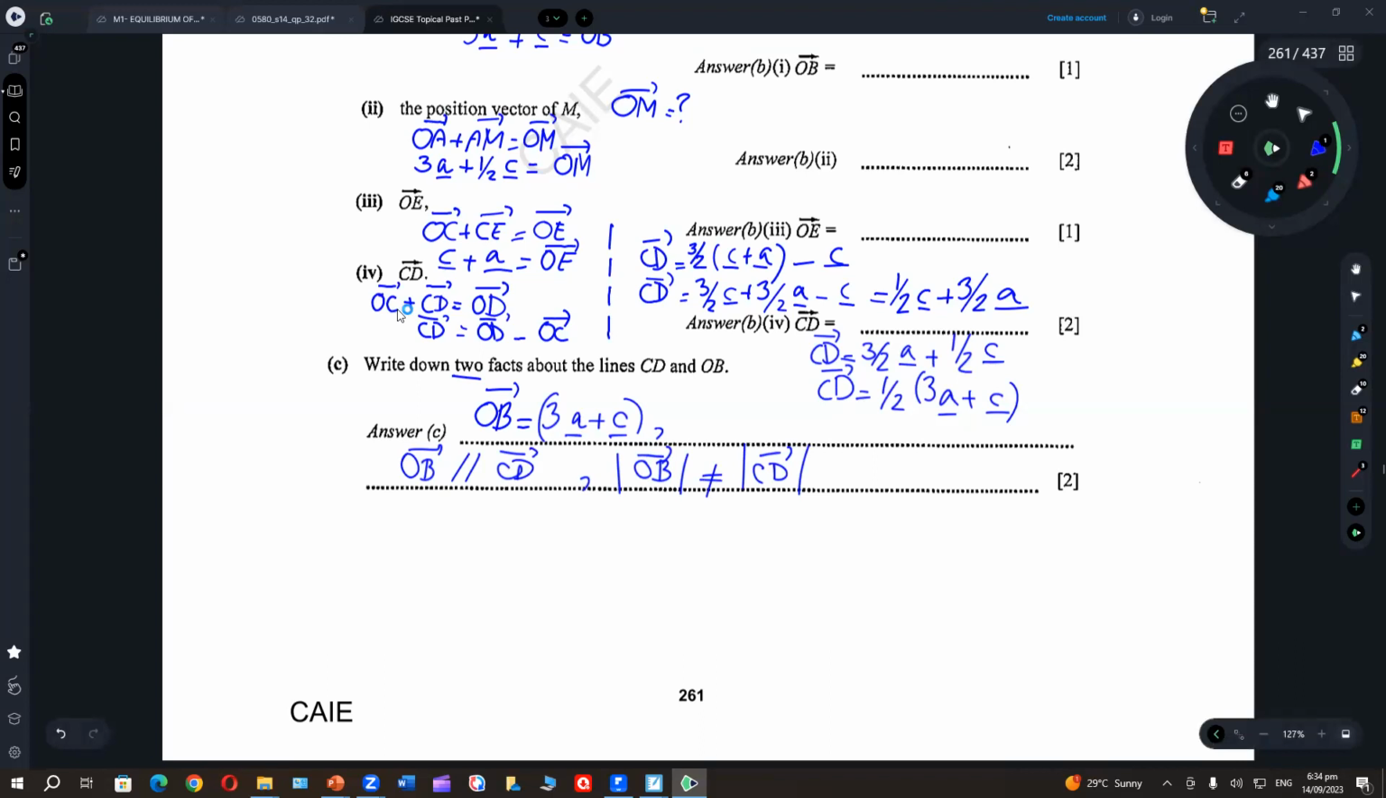Will we still get the marks if we write them in letters? If you write OB is parallel to CD, or do we have to prove it? But he says two facts. So parallel is one fact.